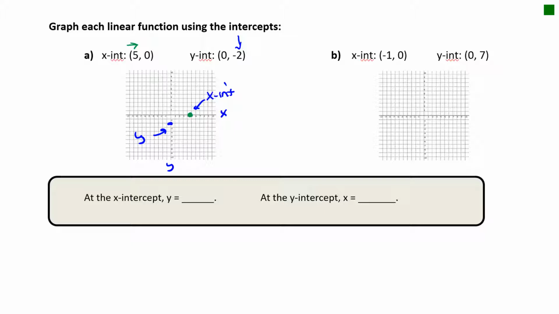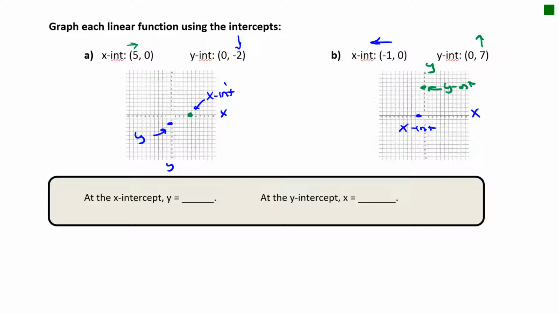For this one says go left 1, but don't go up or down. So that's the x-intercept. It's on the x-axis. This one says don't go left or right, but go 7 up. I think that's a 7. Boy, these are little numbers for an old woman. And that is the y-intercept, and it's on the y-axis.